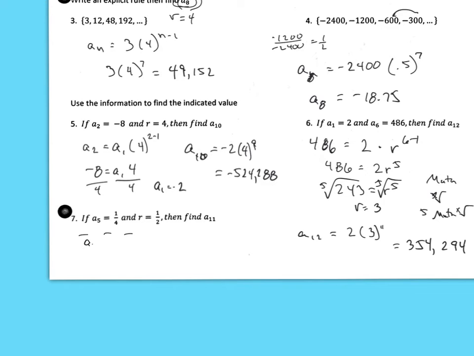So we know that a sub 5 is equal to the first term, which we don't know, and then we have 1/2 to the 5 minus 1, or 4th power. Oh, what we know, sorry, we know the ratio is 1/4. My bad. And then this, of course, is 1/16, 1/2 to the 4th power. So if you multiply both sides by 16, 16 divided by 4, so our a sub 1 is equal to 4. So now a sub 11 is equal to 4 times 1/2 to the 10th power, and that is 1 over 256.